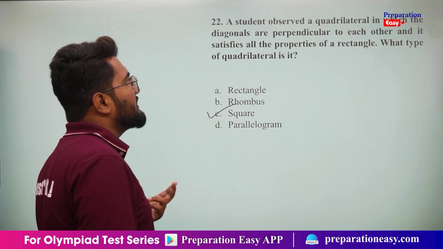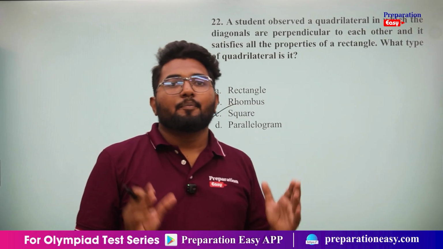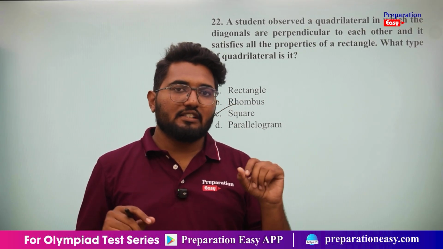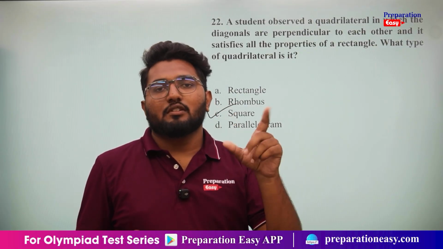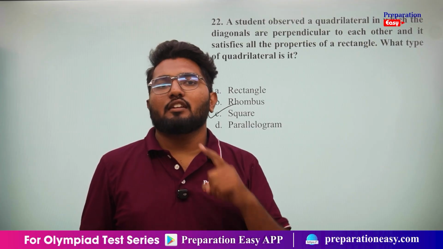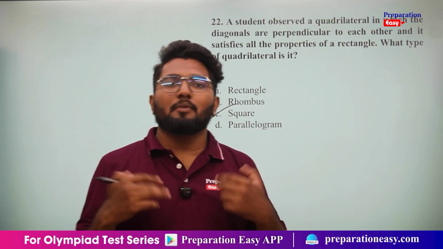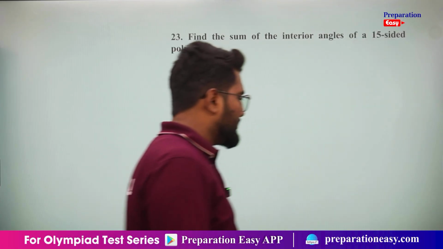What type of quadrilateral is it? The quadrilateral is of square type because properties of rectangles are matched, that is, all angles are of 90 degrees. Second thing, diagonals are perpendicular. Perpendicular means it will become square. Okay. Let's move towards next question.